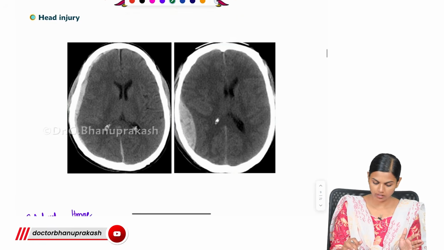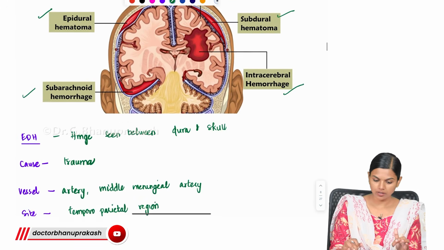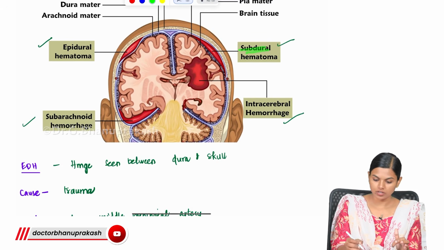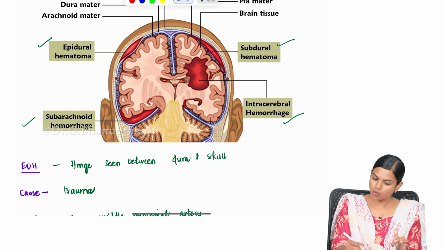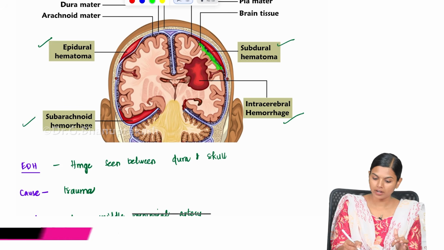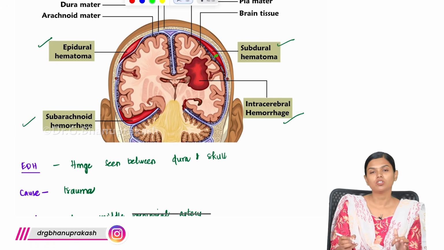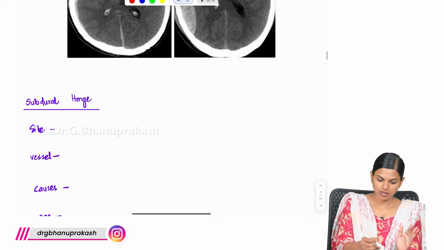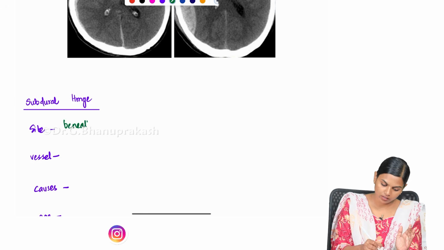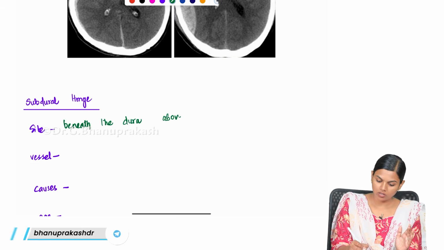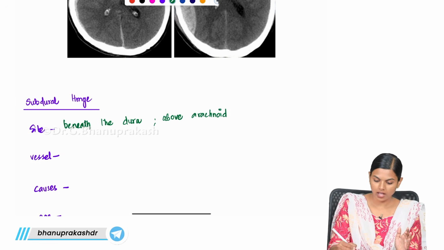Next what you are going to see is subdural hemorrhage. So here this one, this is subdural hemorrhage. Here you see this is dura, right? So beneath the dura and above this layer known as the arachnoid layer, you are seeing a hemorrhage. So this is your subdural hemorrhage. So it is seen beneath the dura but above the arachnoid membrane.